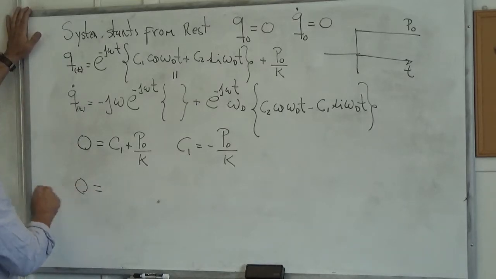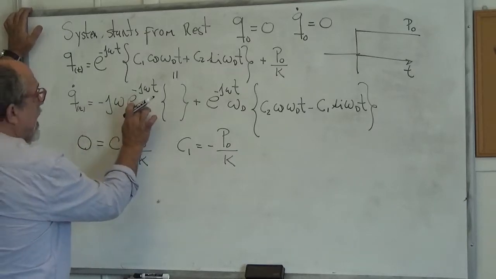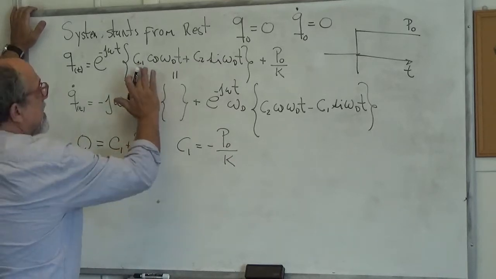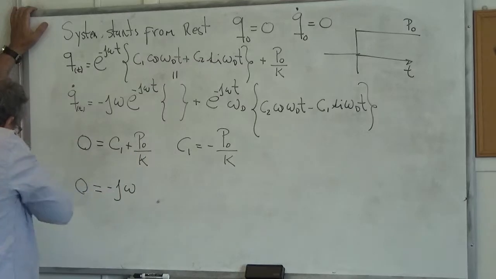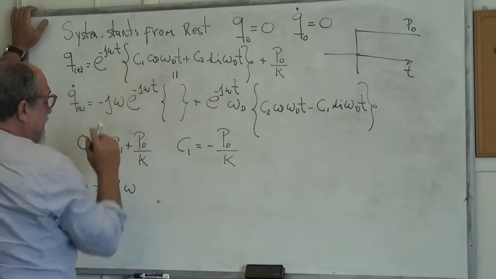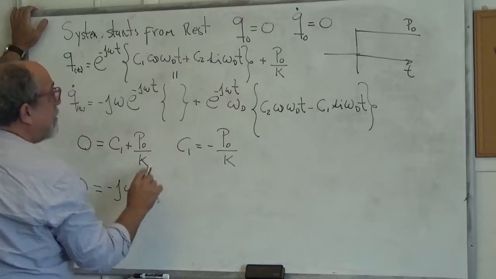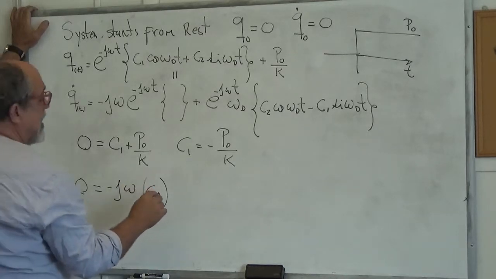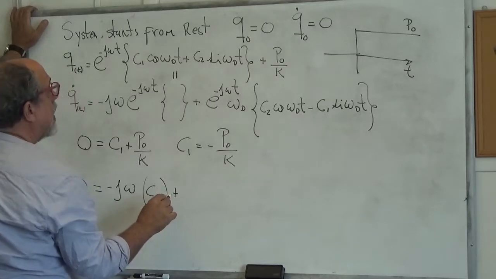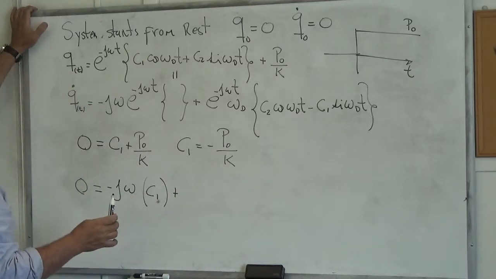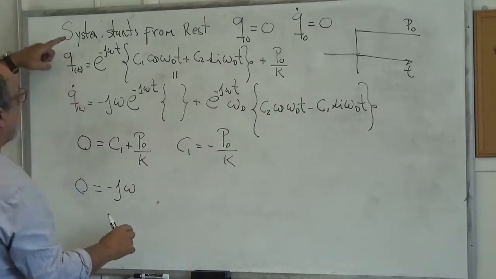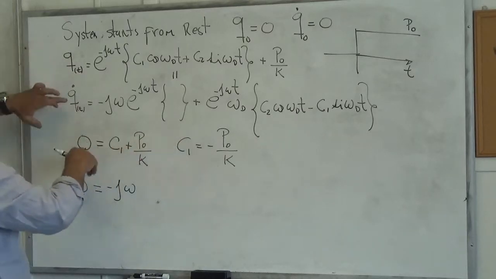All right. Now to get the second constant, we come to our second equation, and we say the velocity is 0 at time t equal to 0, this would be 1. That's minus the damping times omega. This parenthesis will be C1, right? No C2. And what is plus P0 over K? No, wait a minute. Did I do something wrong? Yeah, sorry, my head shifted from here to here. Start again. This was the first equation. Now I'm going to do the second equation.